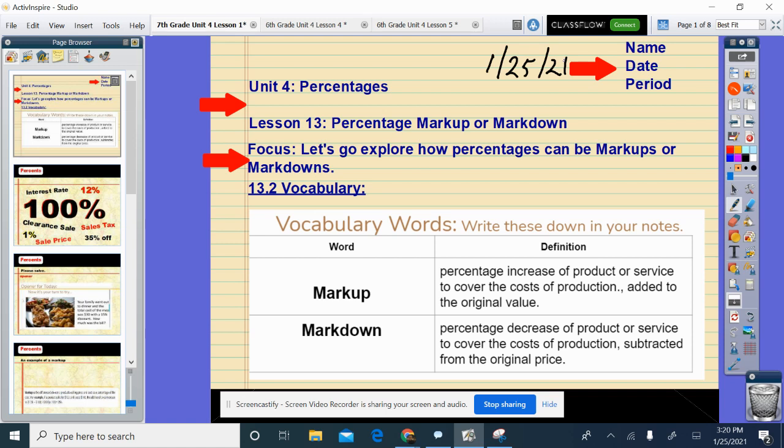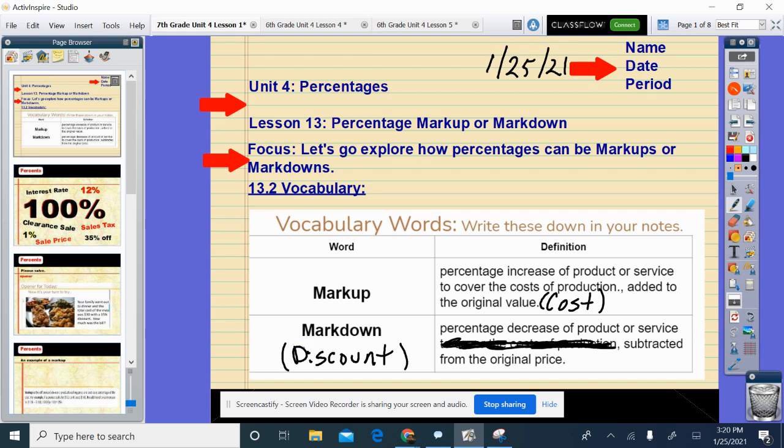And here are your vocabulary words for this lesson. Markup is a percentage increase of a product or service to cover the cost of production, and it's added to the original value, or what I like to refer to as the cost of the item or the service. And markdown is a percentage decrease of a product or service subtracted from the original price. And for the most part, we've been dealing with these as discounts. So we're just going to call that a discount under markdown too.